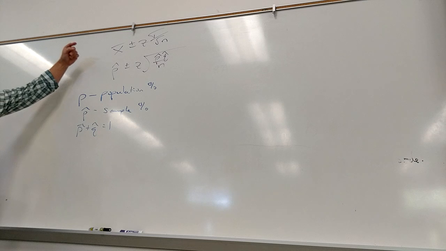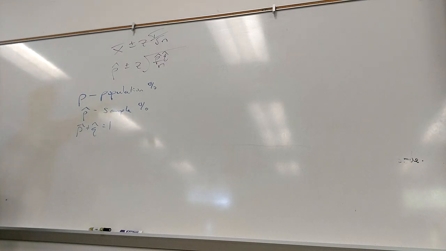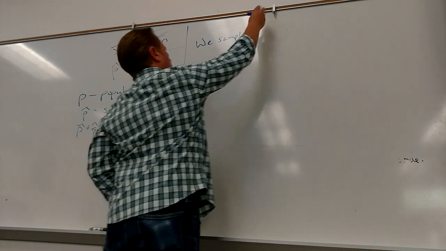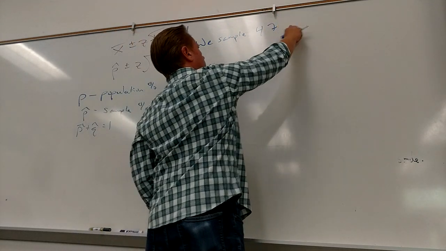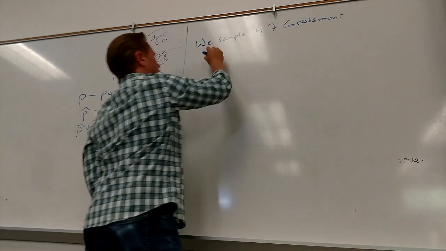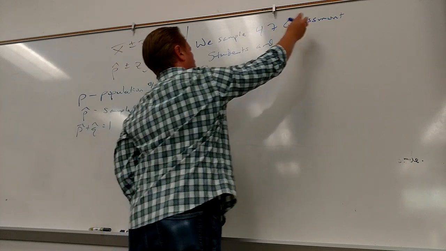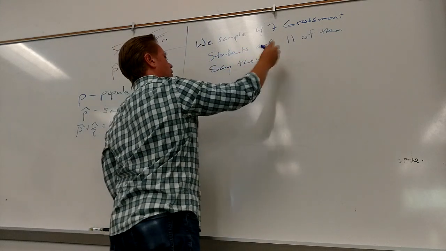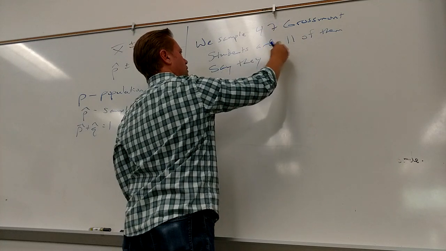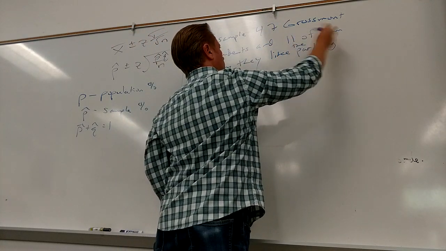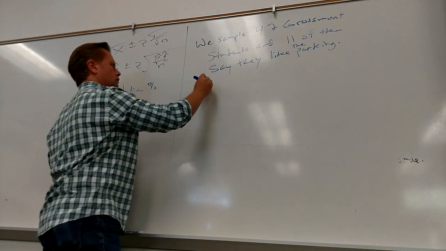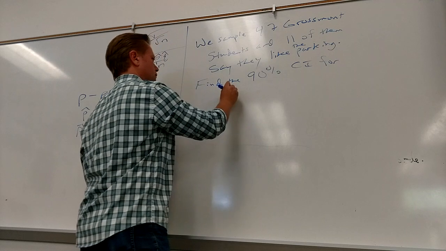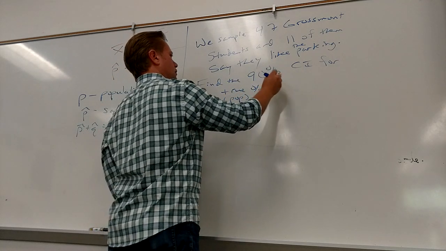So let's do a really quick sample problem using this, and then I want to get into the new stuff today for the T-score stuff. Let's say we sample 47 correspondence students and 11 of them say they like parking here. So let's do a 90% confidence interval for the true population percentage who like parking here.